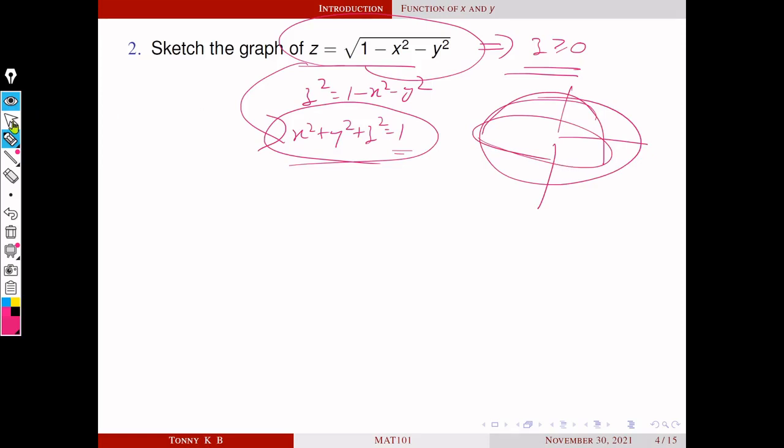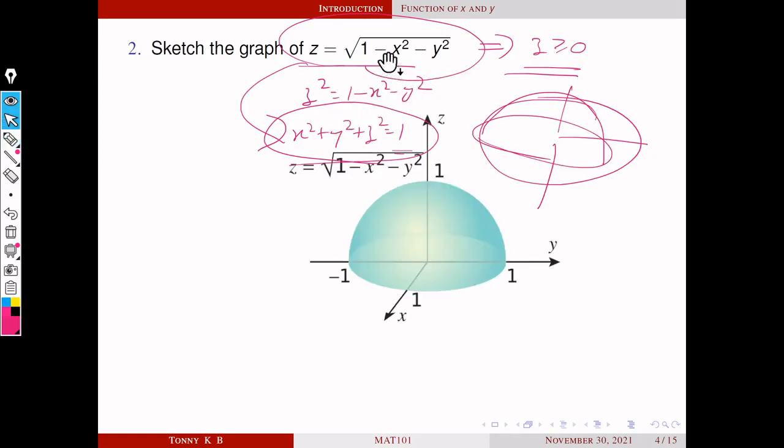Clear? So that is this surface. If you sketch the surface, then you get like this: the upper hemisphere of x square plus y square plus z square equal to 1. Clear?